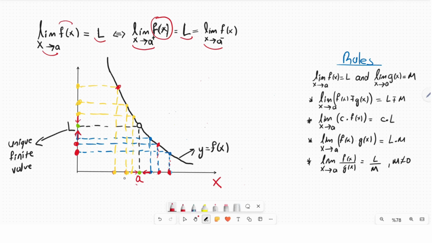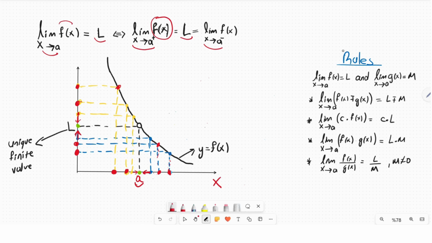And consider another points at the left hand side of A. Consider this point and corresponding output here. And let's choose another point closer to point A at the left hand side of A and corresponding output somewhere here. As you see, when we try to approach A from left hand side, then corresponding output tends to be L. In fact, this is the graph of any function f having limit value L at the point A.